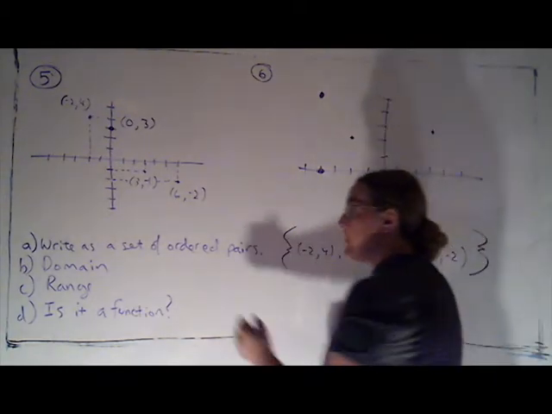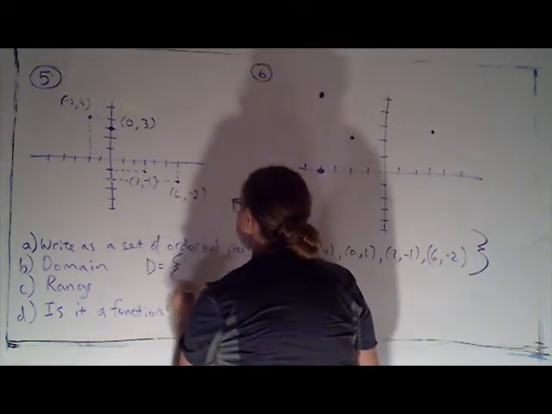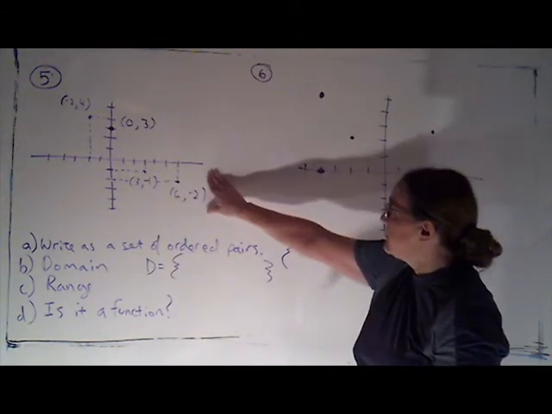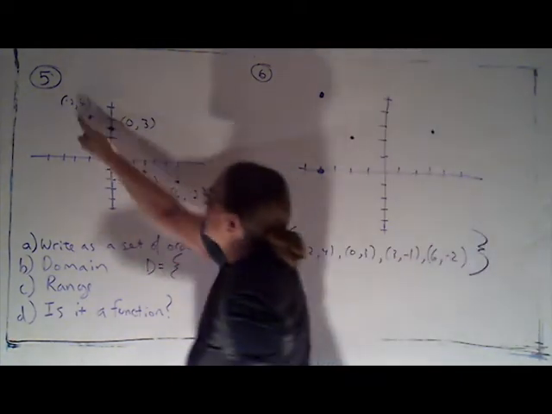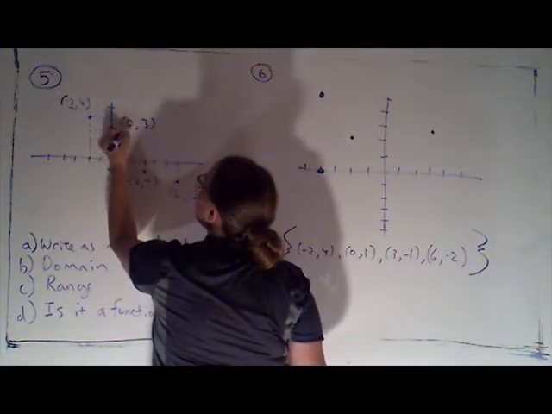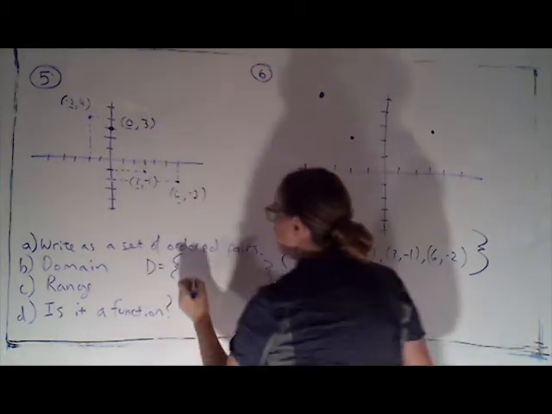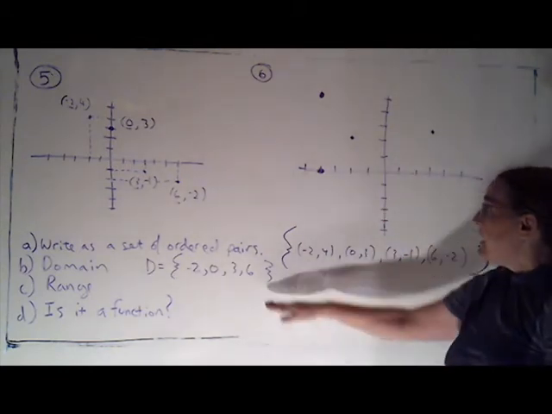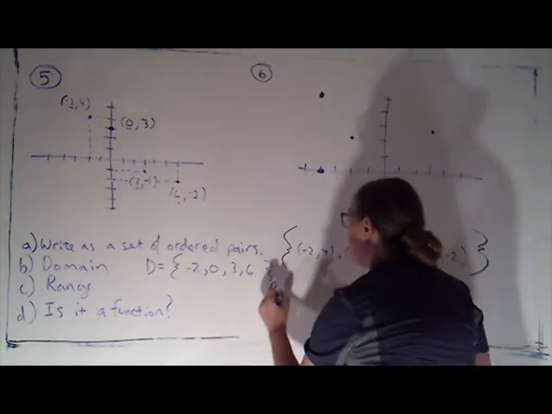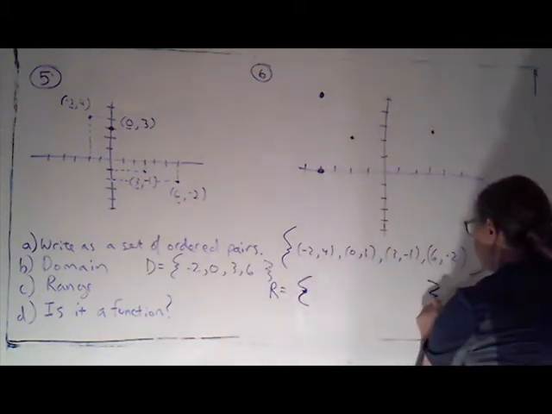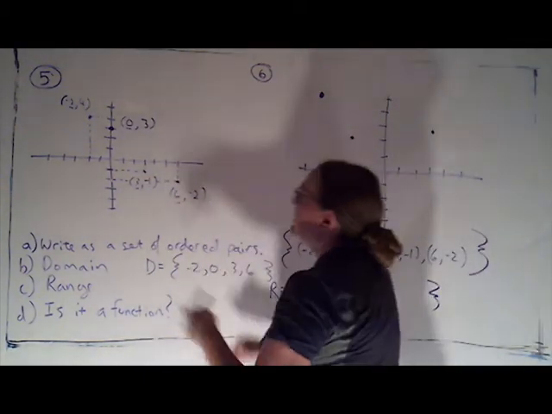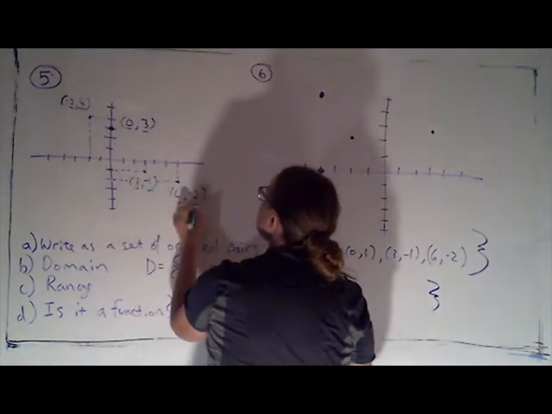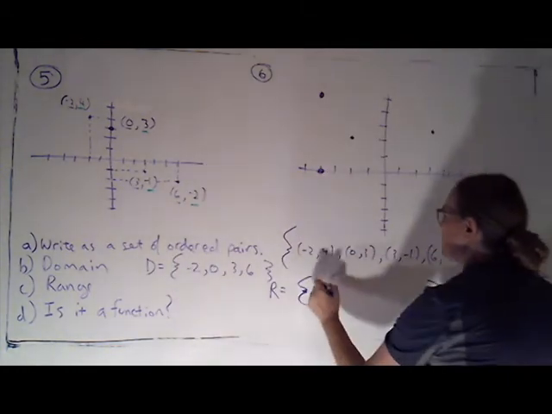Then we're asked to find the domain. I'm going to just call that D. That's a set, and that's the set of all of the x values, or the first terms. So I can either look at the graph or I can look here. I'm going to just look at the graph. I'm going to notice that my x values were -2, 0, 3, and 6. So that's my domain. The next question we're asked is the range. I'll call that R. And remember, that's just the set of the y values. So if I look here, the y values that I had were 4, 3, -1, and -2.